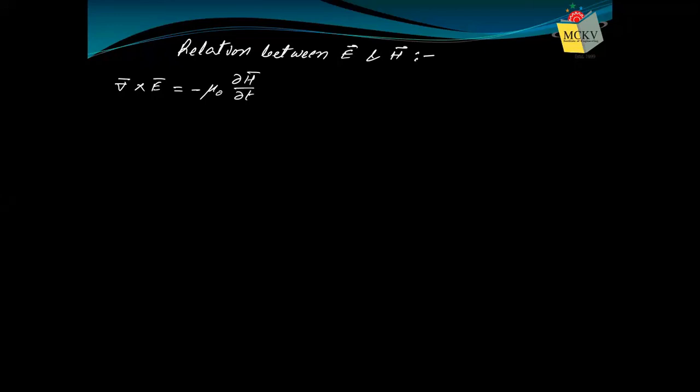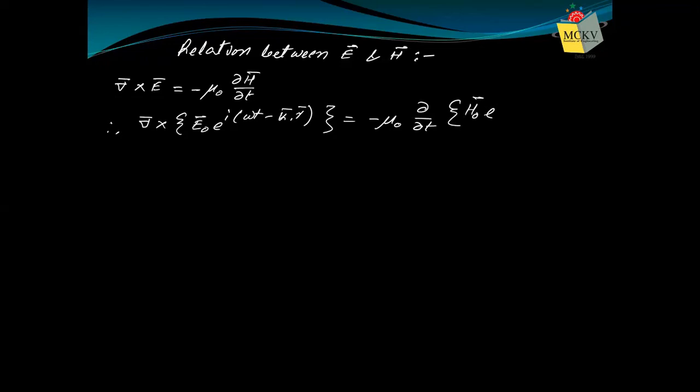When we found the wave equation, from this point onward, what did we do? We took curl on both sides. Now we don't do that. Now we know both E and H represent wave. That means instead of E, we can write E naught e to the power i omega t minus k dot r, equals minus mu naught del t of H naught e to the power i omega t minus k dot r.